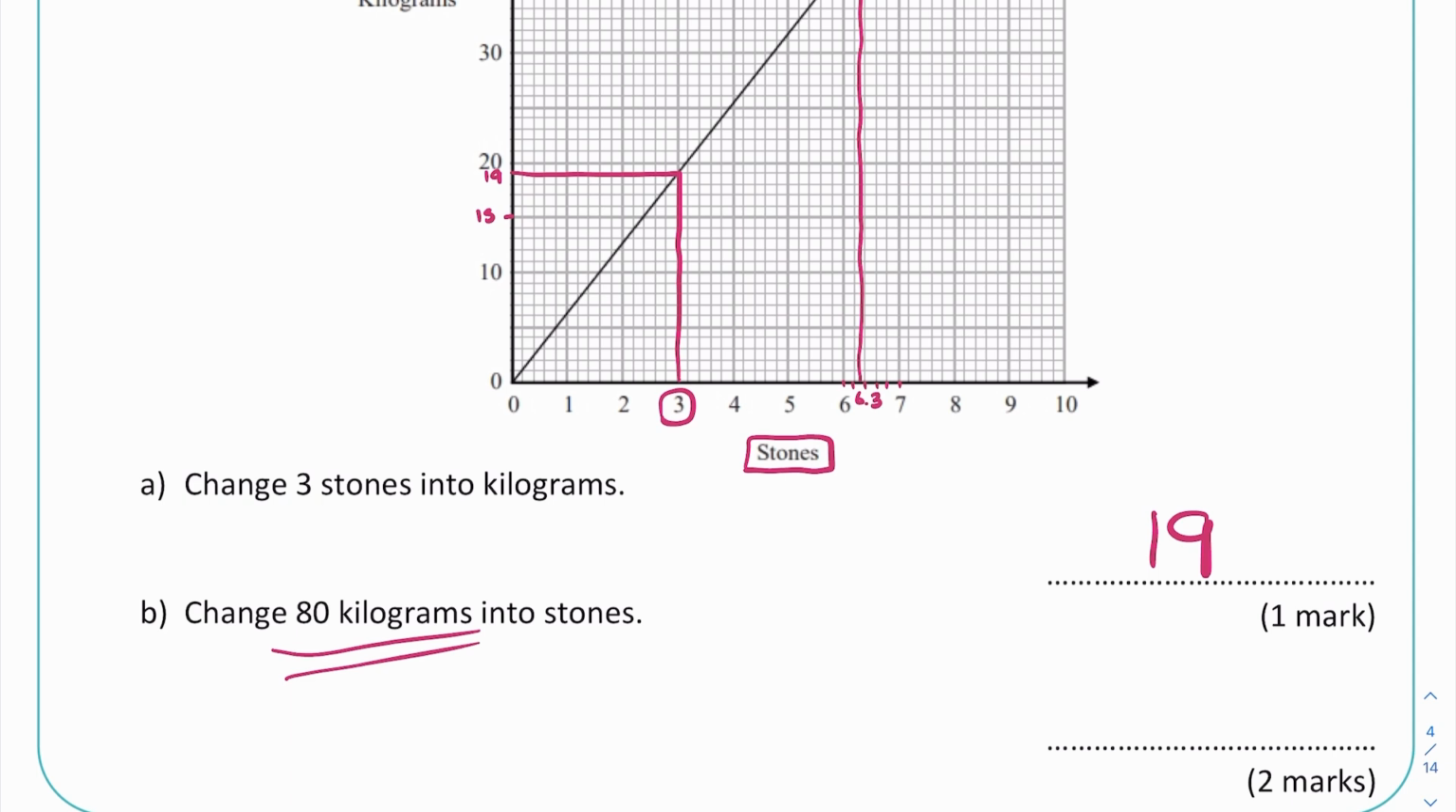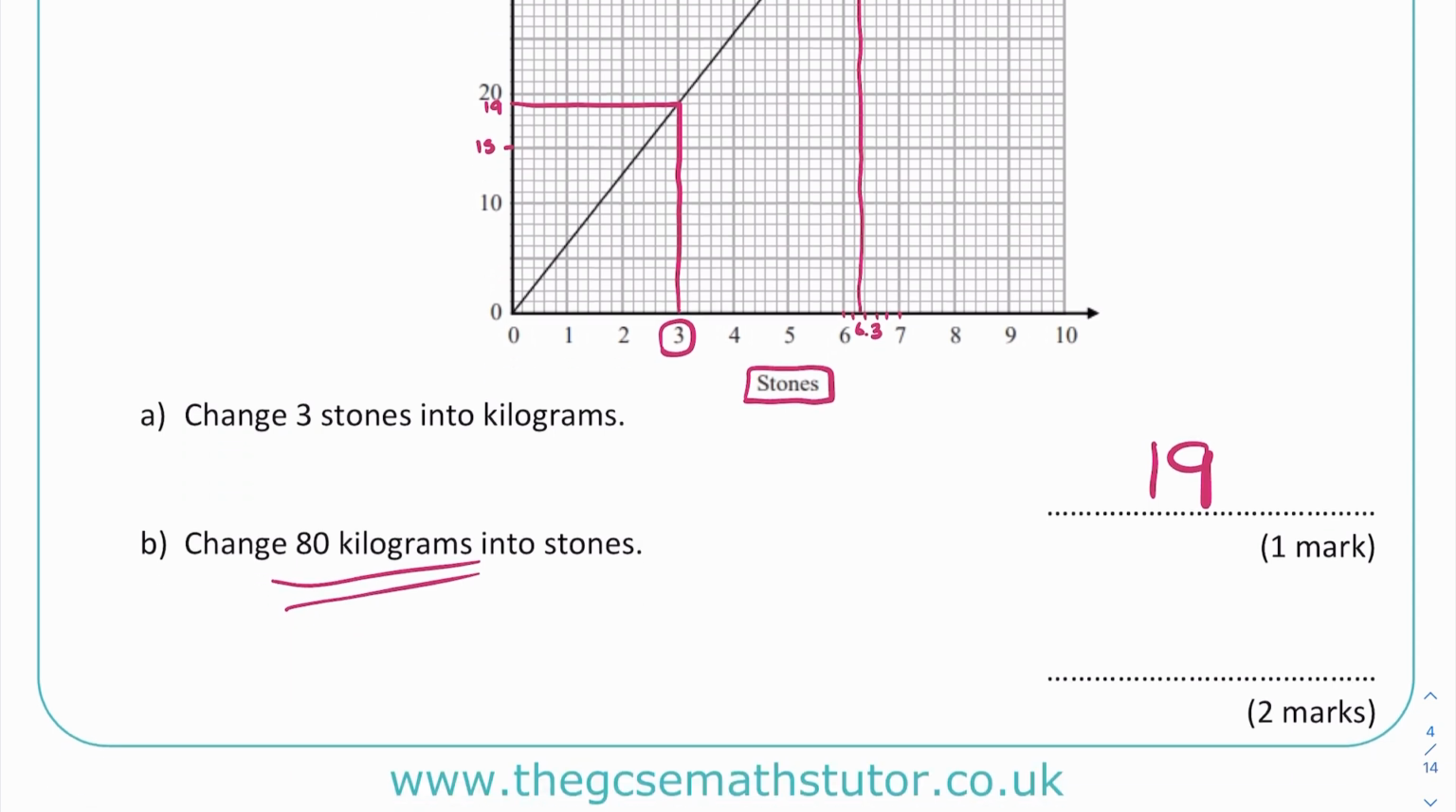So bearing in mind that was 40 kilograms and we wanted 80 kilograms, I just need to times that by 2. So we'd have 6.3 stone for my working out multiplied by 2, and that's going to give me 12.6. So we go 12.6 stone would be my final answer, and as I said, you are allowed a little bit of leeway either side of the number there.